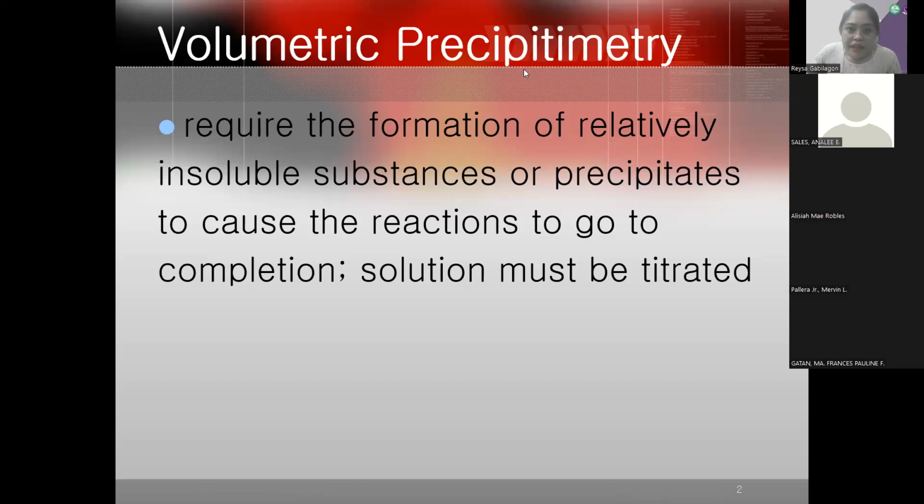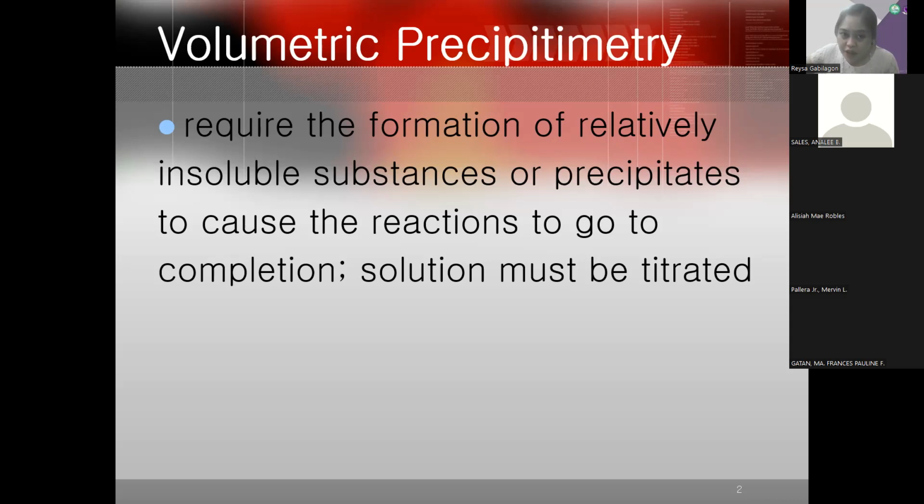Now, when you say volumetric precipitimetry, this still actually uses titration. So again, we will still do titration here for the precipitation method. It's just that this does not involve the neutralization reaction. Instead, what we are looking at here is the formation of the precipitate. So like we have a sample and then we have a titrant. And then most likely, the end point of the titration will be either the formation of the precipitate or the disappearance of the precipitate. Okay?